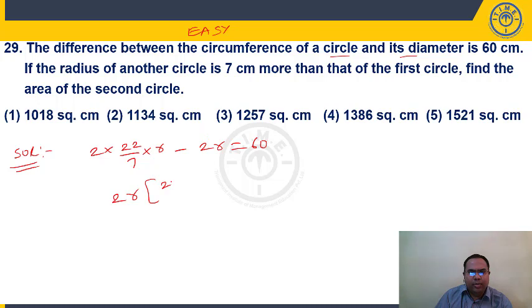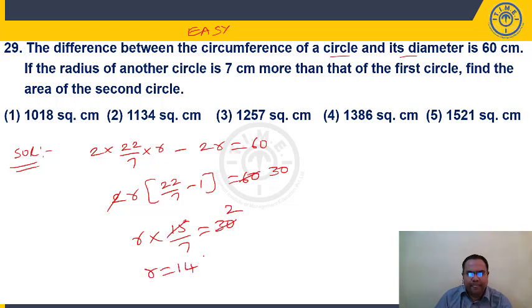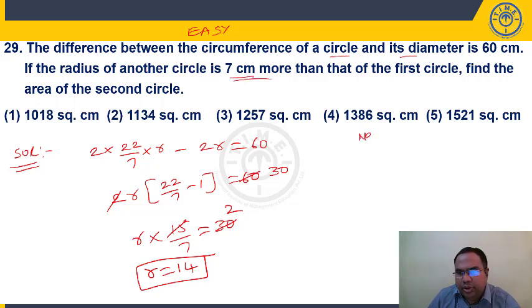What will happen? 22/7 minus 1 is equal to 60. So 2 goes how many times here? 30 times. r into 15/7 is 30. 15 goes 2 times, so r is equal to 14. What is the question? Radius of another circle is 7 centimeters more than the first circle. So the new radius should be 7 more than this radius, so 14 plus 7. It is 21 centimeters. Find the area of the second circle.